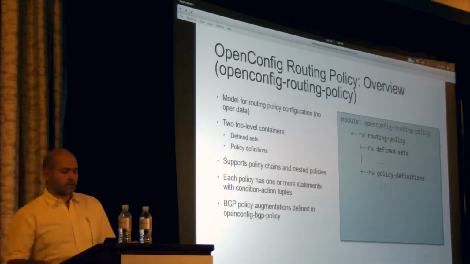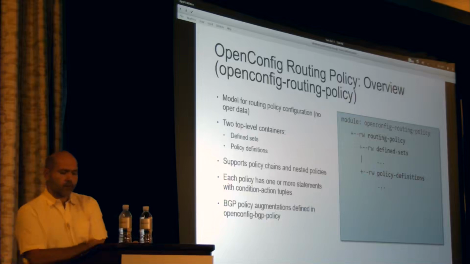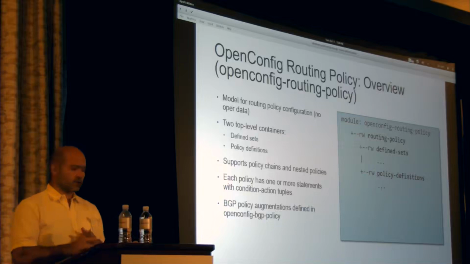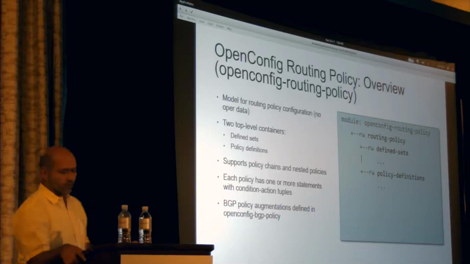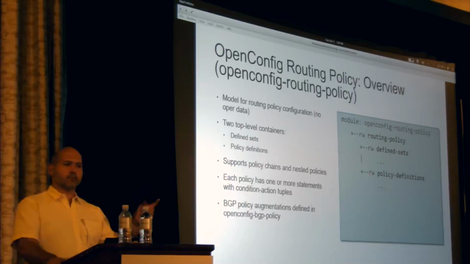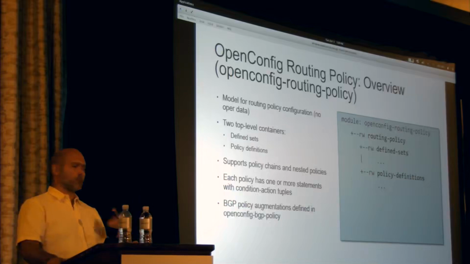All right, so let's take a look at the routing policy. Routing policy is defined in a different model called OpenConfig routing policy. The root is routing policy and has 2 main containers. One of them defines sets, and the second one is policy definition. The policy definition is actually the definition of the policy. The defined sets are the sets that are going to be used to match conditions in your policies. It can be a prefix set, it can be community sets, it can be AS path sets, it can be many different things.